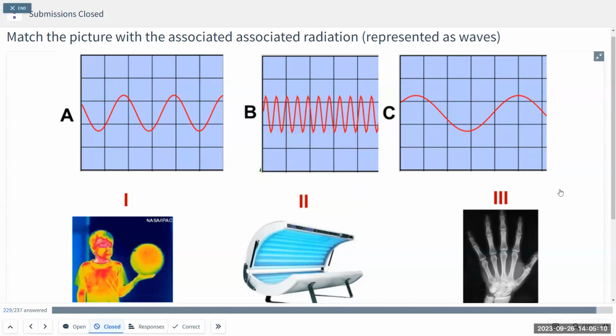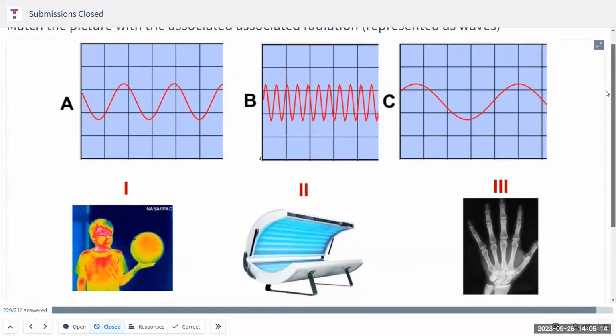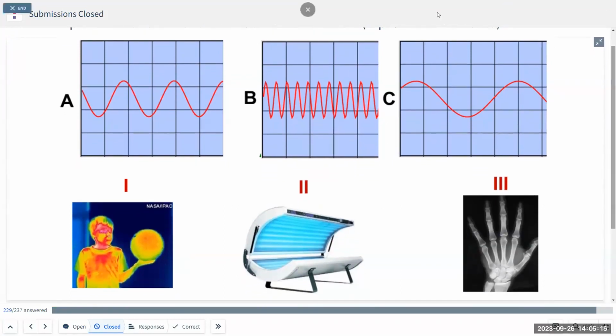Okay. Now, before I look at your answers, let's see what's going on here. Now, image 1, what do we have in image 1? What is image 1? Anybody? What is that, sir? It's an infrared image or a thermal image. So what radiation do we use there? Of course, infrared radiation. That's IR. What about the second picture?